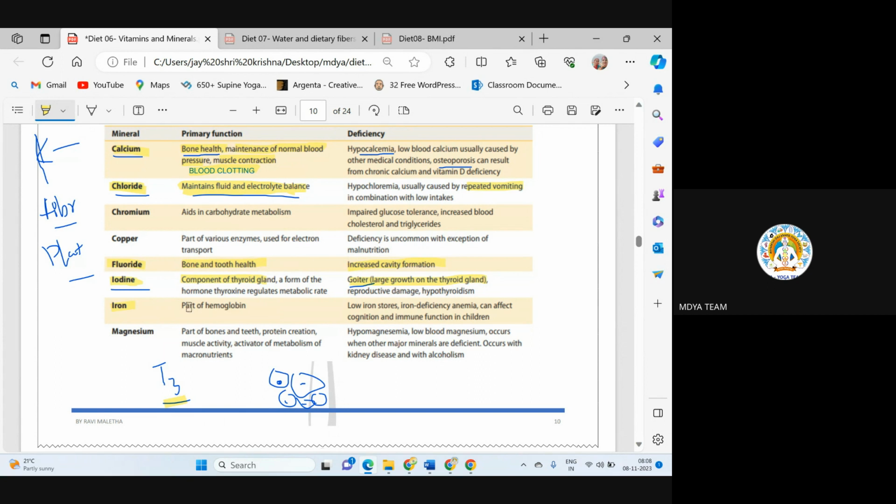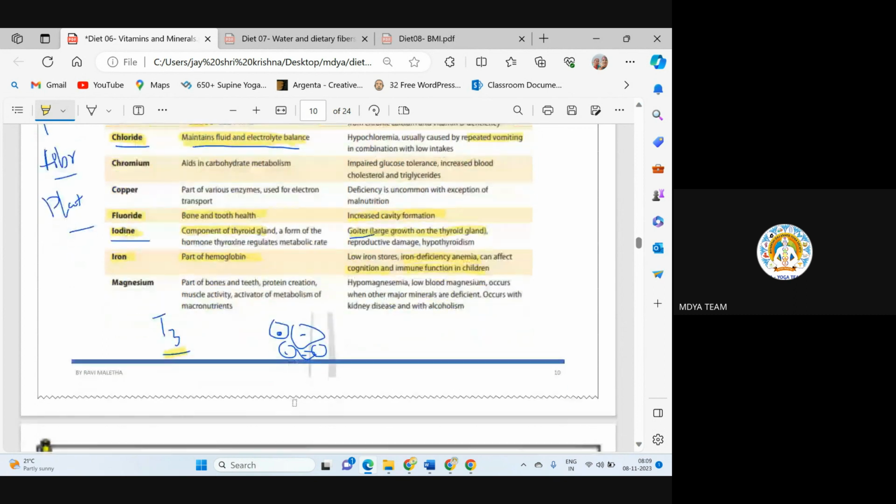Iron is part of hemoglobin. As I already told you, hemoglobin is made up of two words, heme plus globin. Heme is a Latin word for iron, and globin is a protein. So low iron will ultimately lead to iron deficiency anemia, and it also can alter our cognition. Cognition means our understanding and our mental capabilities, and immune function in children.